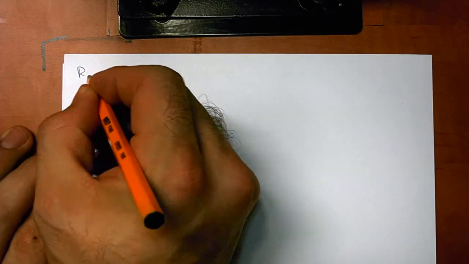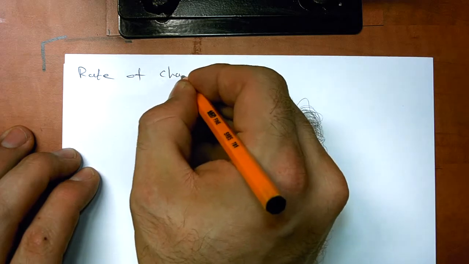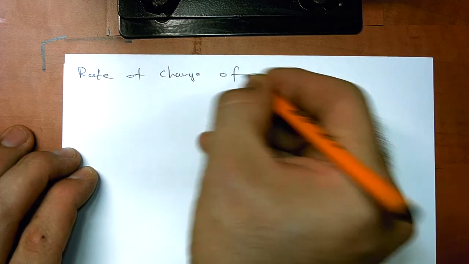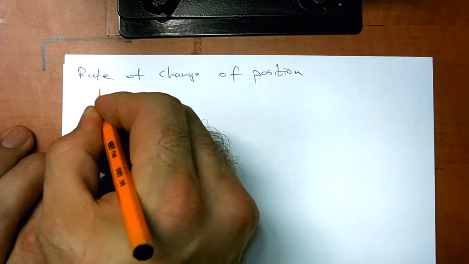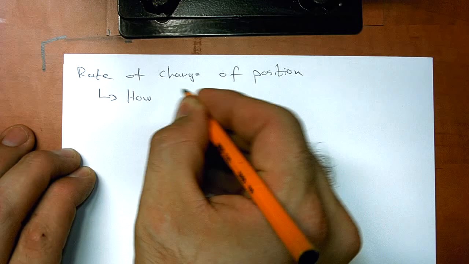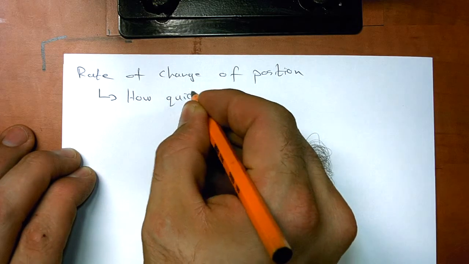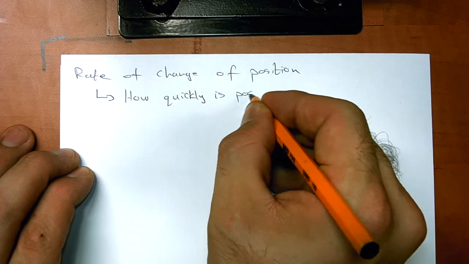We're going to look at the rate of change of position. So in simple plain English, this means how quickly is the position of an object changing.